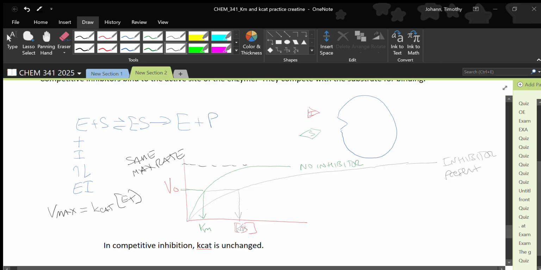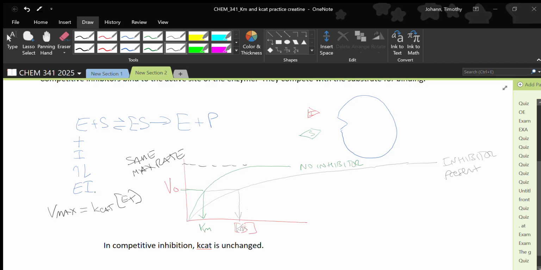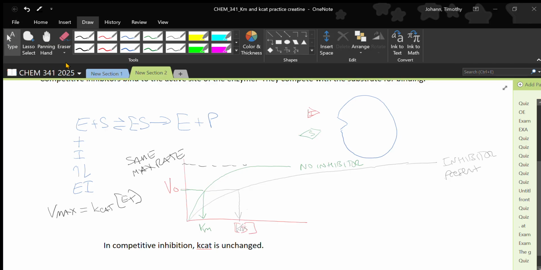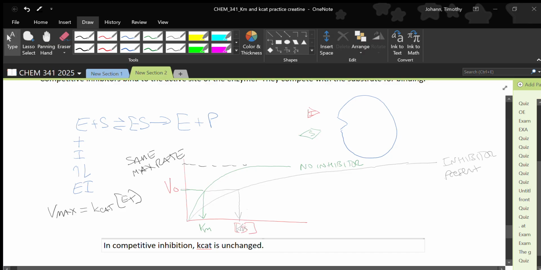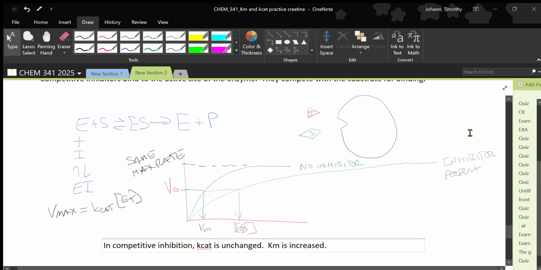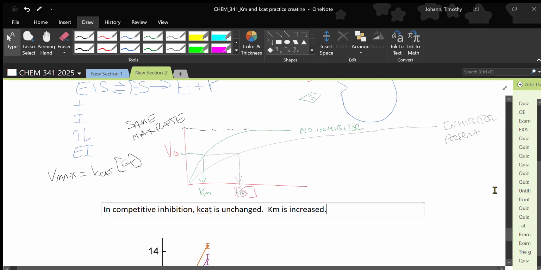We call it apparent Km that has changed. The actual affinity of the enzyme for the substrate is the same, but because it's competing with an inhibitor, it looks like the Km changes. So Km is increased. Very good. Questions on that? How we get that from that graph? All right, then let's really quick, because I've got your exams to hand back.